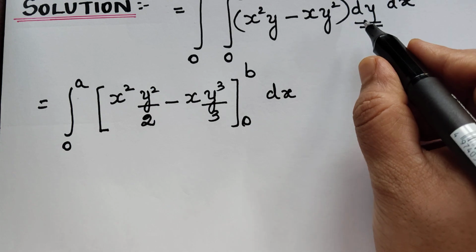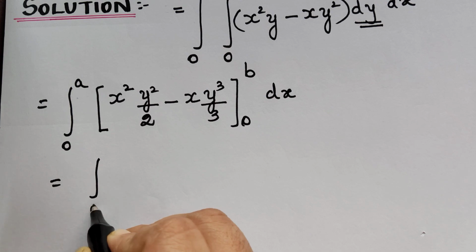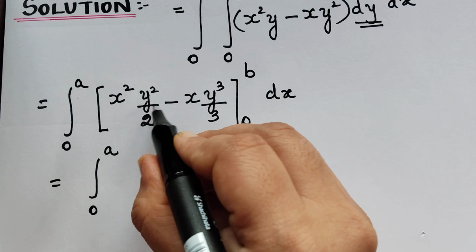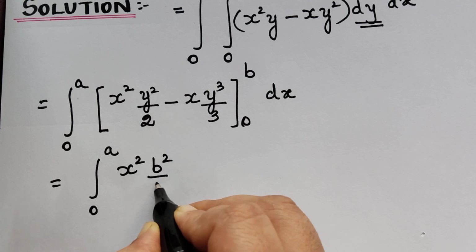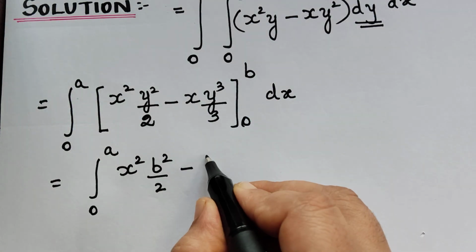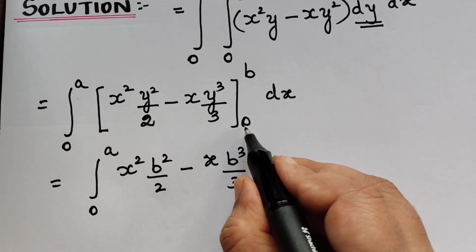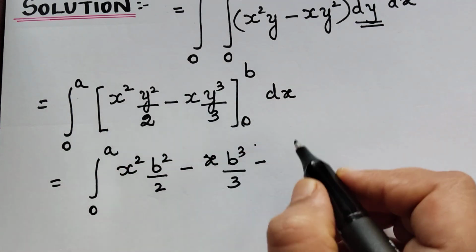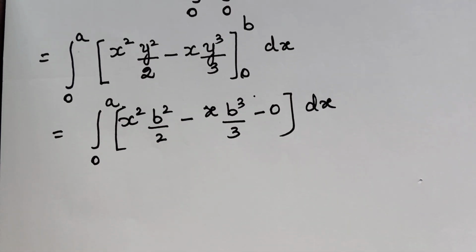Now we shall apply the limits. We have to apply the limits for the variable y, since we integrated first with respect to y. So that will be equal to integral 0 to a, where the upper limit is b. So put y equal to b. Wherever we have y, we have to replace it by b first. So x squared multiplied with b squared by 2 minus, when you put b over here, it will be b cubed, so x multiplied with b cubed by 3. And then the lower limit is 0. So minus upper limit minus lower limit. When you put y as 0, both the terms become 0, and so we get 0 dx.